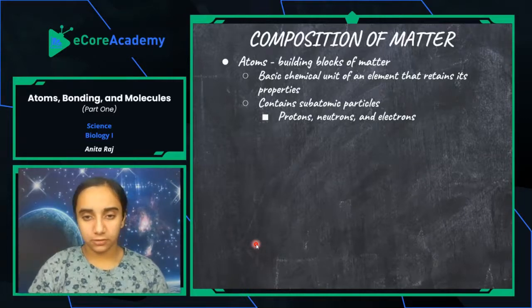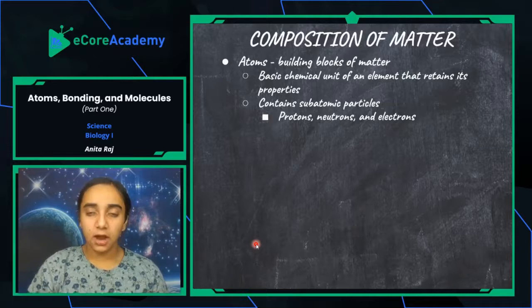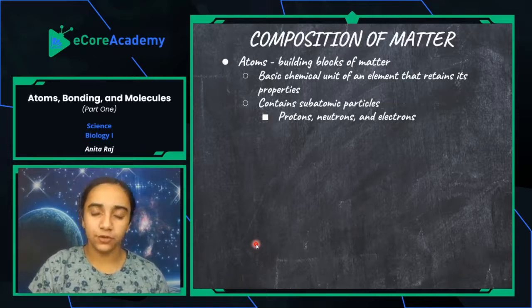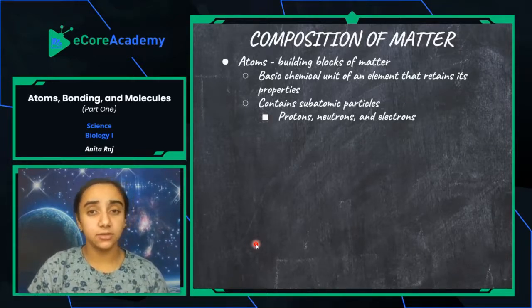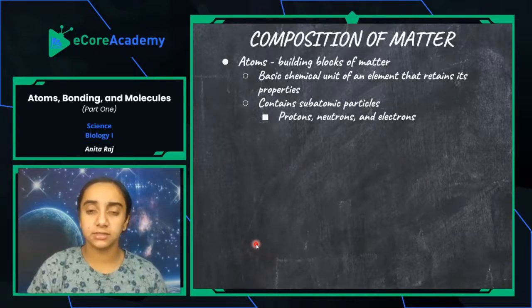The subatomic particles include protons, which are positively charged subatomic particles. They're found in the nucleus of the atom. So if you know the nucleus of the cell, the atom has a nucleus as well, and that's where you'll find the protons. We have neutrons, which have no charge. They are neutral particles also found in the nucleus with the protons.